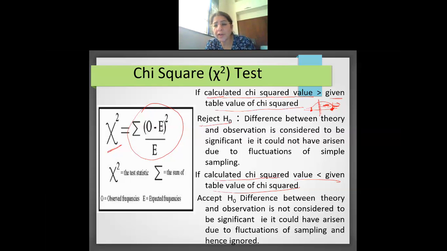If your calculated chi-square value is less than the given table value, you accept the null hypothesis. That means the difference between theory and observation is not considered significant. There are always minor variations in a sample. Those variations are just because of sampling fluctuations. There is no major reason behind it, and you can ignore those variations. That is how the conclusion has to be made.